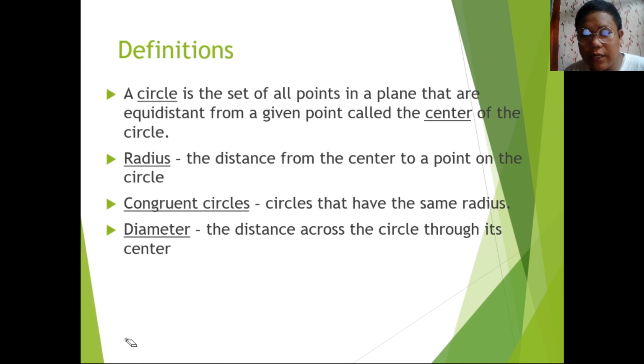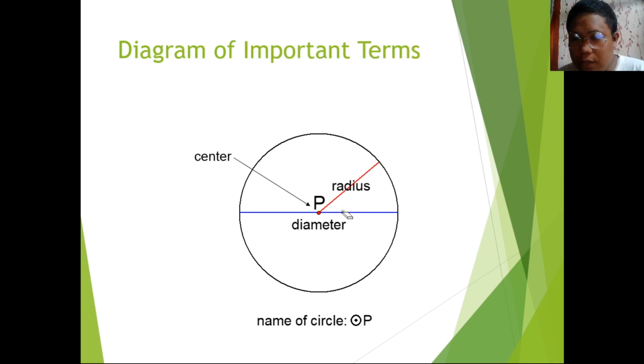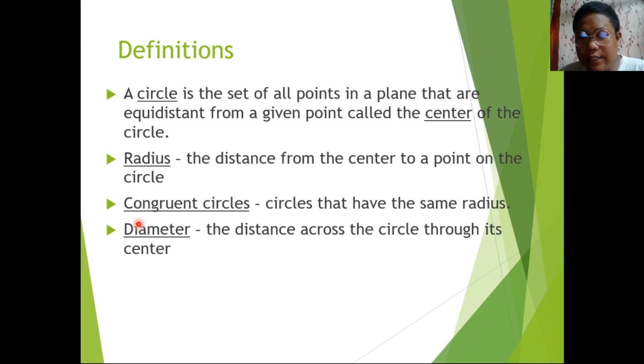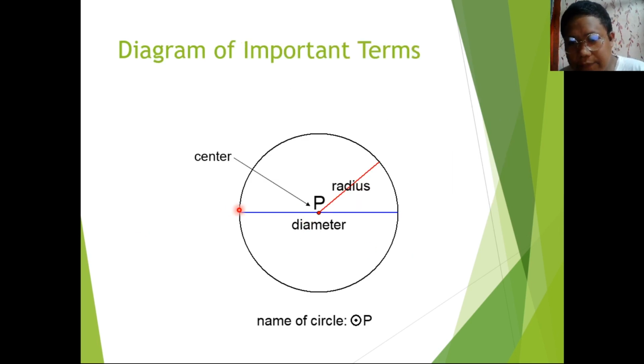Going to the radius, it states that it is the distance from the center to a point on the circle. So this is the center, from the center to the endpoint of the circle. That is the radius. Next is the diameter, the distance across the circle through its center. So this goes from one endpoint of the circle, passing through the center of the circle, then through to the other endpoint. That is the diameter.